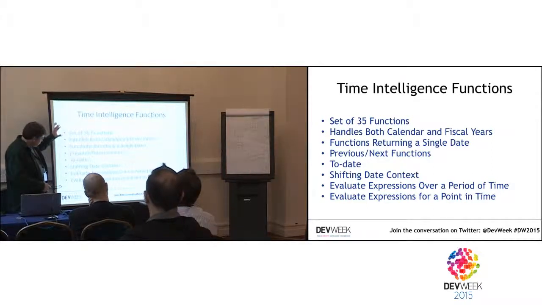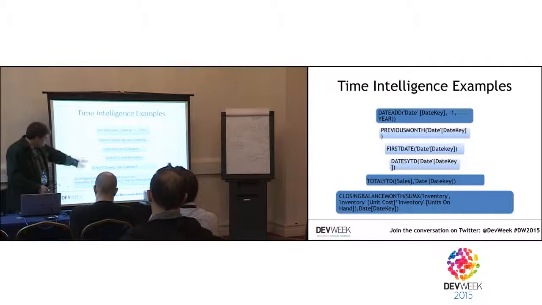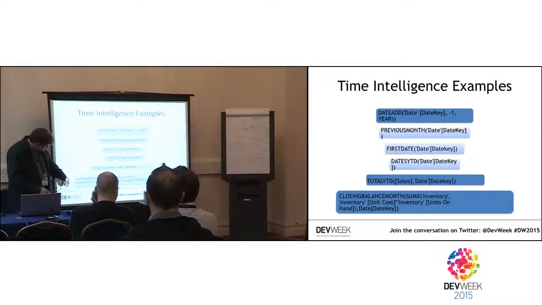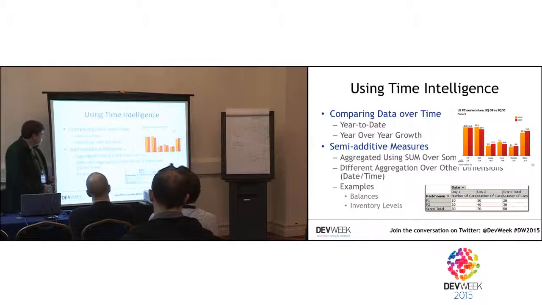So what happens is you can use time intelligence date functions, shift date context, and evaluate expressions over a period of time. One of my favorites is total year to date. You can just throw that in there. Another one they have is closing balance. If you look at the date key, you can get the last day of the period in your DAX function. So you can look up what your inventory is on the last day of the period. It's actually some really neat stuff.